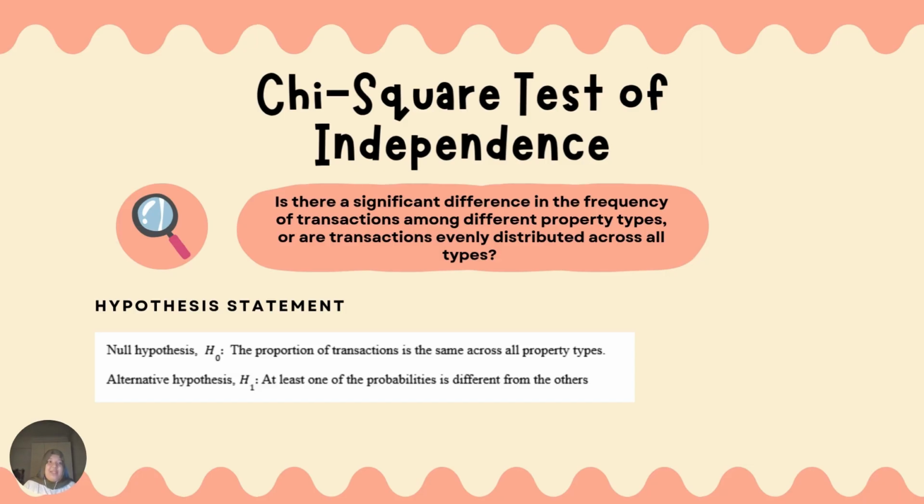So for the next technique, I would like to talk about the chi-square test of independence. We would like to identify if there is a significant difference in the frequency of transactions among different property types, or are transactions evenly distributed across all types. So for the hypothesis statement, the null is the proportion of transactions is the same across all property types, and its alternative would be at least one of the probabilities is different from the others.